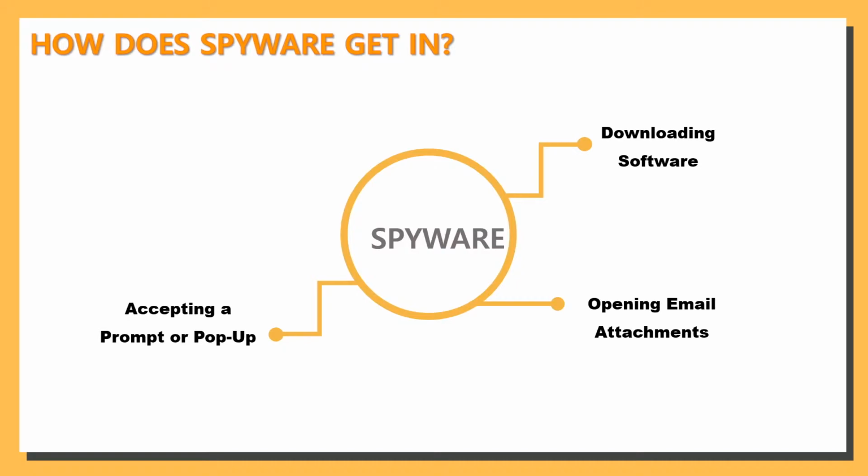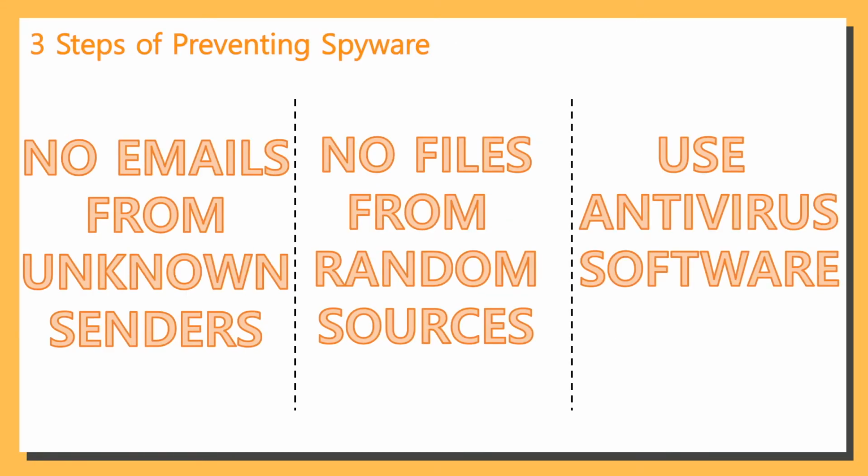Some of the most common ways your computer can be infected with spyware include these. First, accepting a prompt or pop-up without reading it first. Second, downloading software from an unreliable source. And third, opening email attachments. Now that we know how spyware gets in one's computer, we should think about three steps of preventing spyware overall. The first step is obviously do not accept emails from unknown senders. Second, you shouldn't accept files from random sources. And finally, and the most important one, is to use antivirus software.